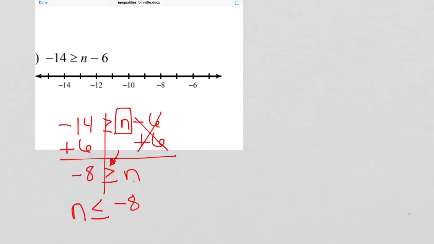This allows me to put my circle at negative 8. Now, is it going to be solid or open? You guessed it. Since this takes more ink to draw, you're going to use the solid circle, which takes more ink to plot. Now, n is less than or equal to negative 8, so it's going to be everything to the left.